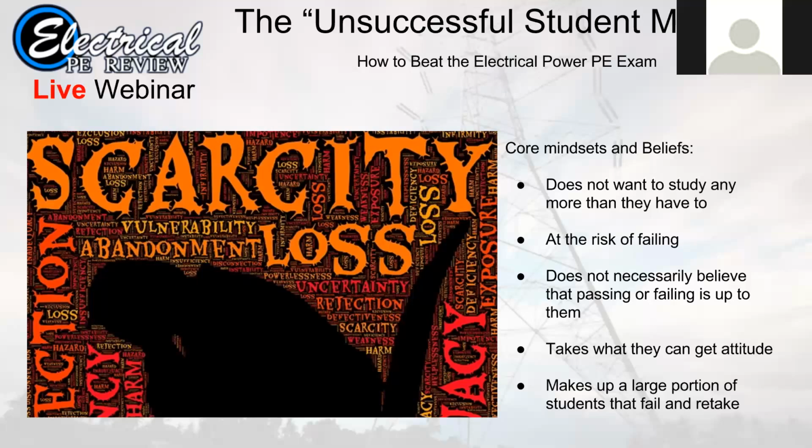Next is they don't necessarily believe that passing or failing is up to them, right? That goes back to our mindsets and beliefs. They have the take-what-they-can-get attitude, which is the next bullet. They just think, maybe I'll pass, maybe I'll fail. I'll put in some time here, I'll put in some time there. Whichever way the wind blows is the direction that my sailboat is going to go, right? They just think it's largely not up to them. They don't feel in control, or they don't care enough to take the responsibility, right?